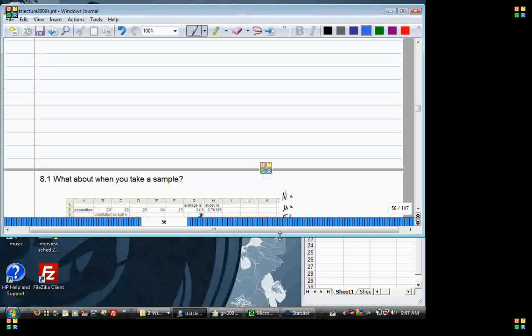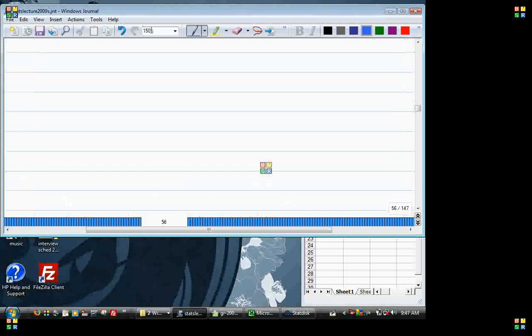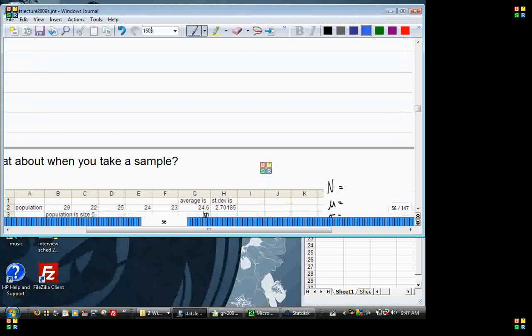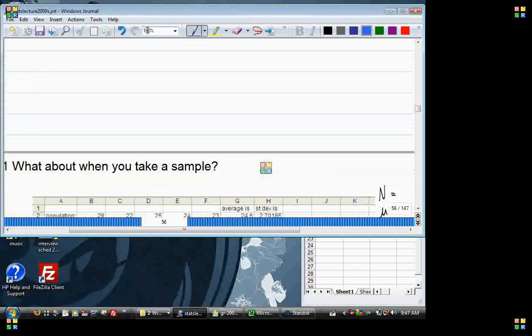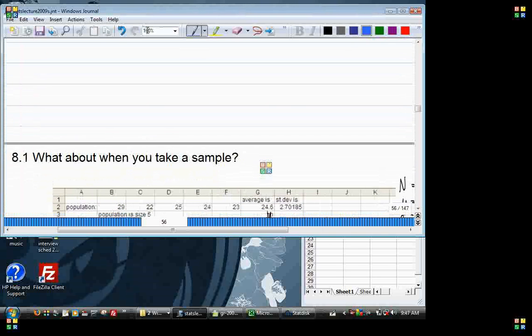So here we go. Can you all see these numbers? Let's see. I should be able to blow it up a little bit more. Can you guys see these numbers? Okay, good.